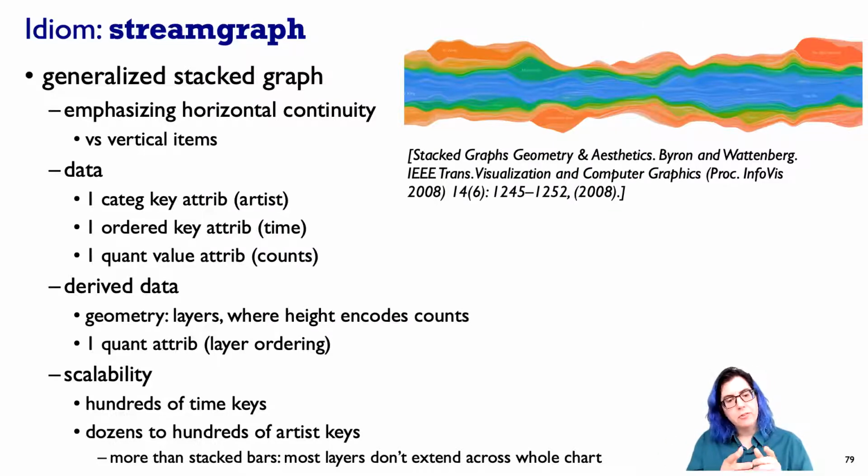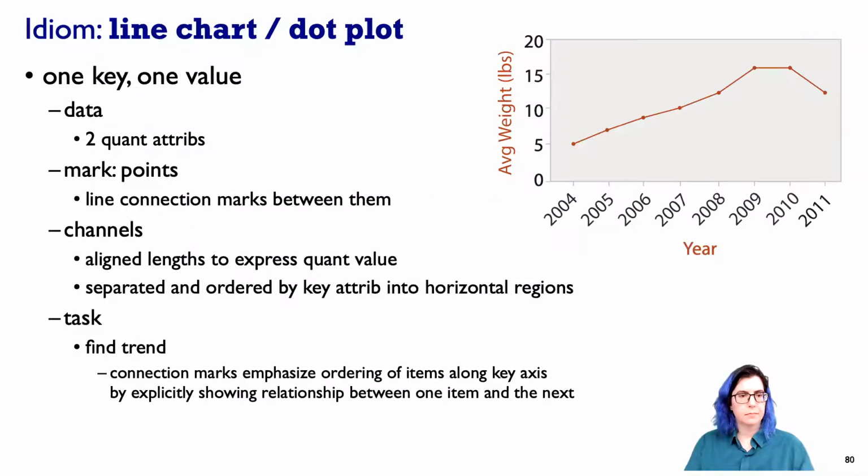Now the scalability is interesting. We can still have hundreds of time points horizontally, but we can get away with a lot more artist keys because of the specific phenomenon that these artists don't necessarily extend throughout all the time points. There's a burst where there's a lot of activity, which is what's being tracked here. So we can handle many more of these categorical levels in the stream graph than we could in the stacked bars, because of the characteristics of the data, that they don't extend across the whole thing. And so we're able to use only a part of the horizontal axis to show that.